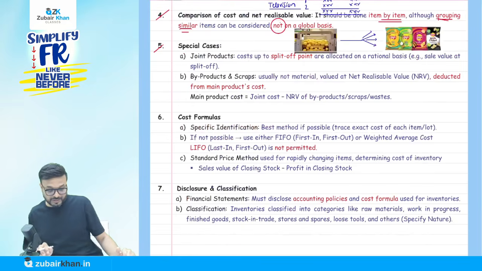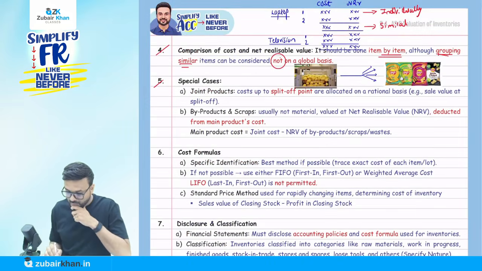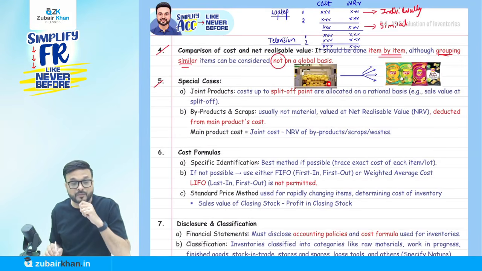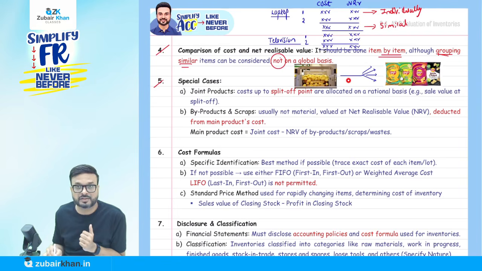The fifth point is a special case. What about the case of a joint product? You can see here, this is a company, say a potato and lace company. They have potatoes and are manufacturing chips. Up to a certain stage, it is a joint cost. Then different flavors will come. So what about the joint cost? How to allocate these joint costs?